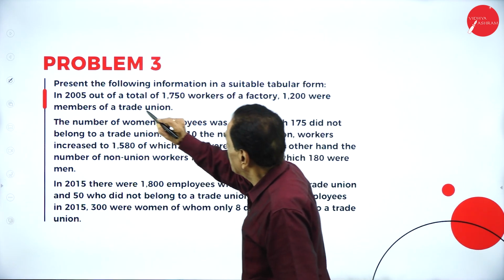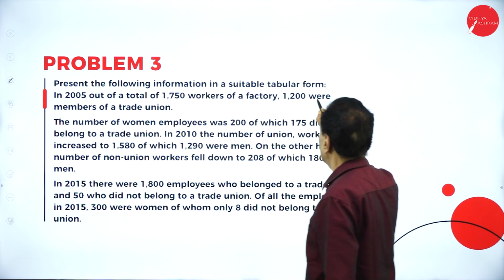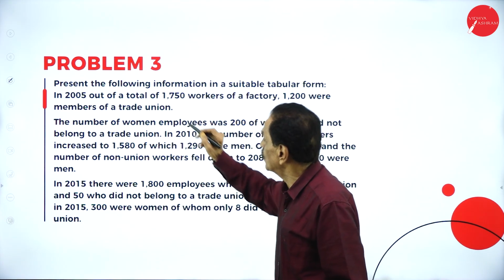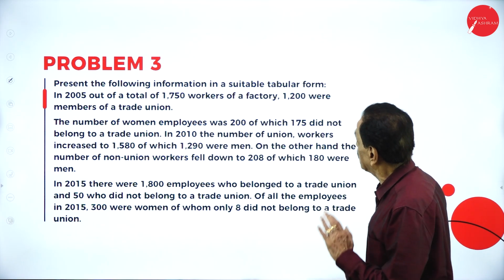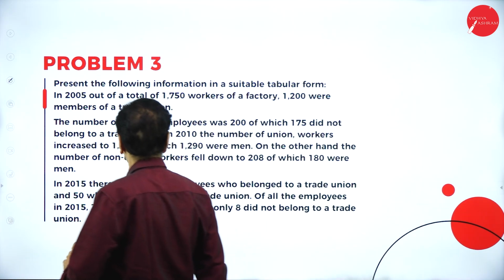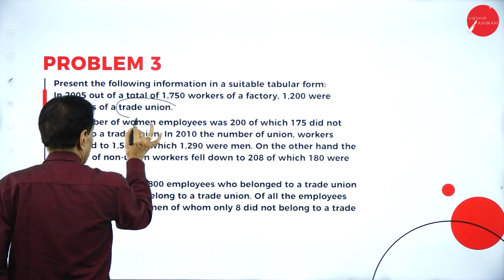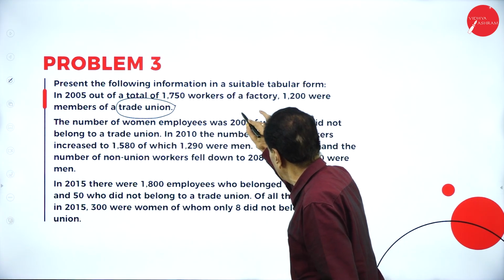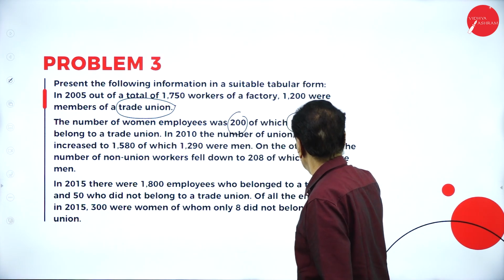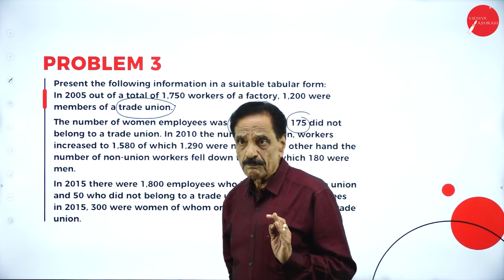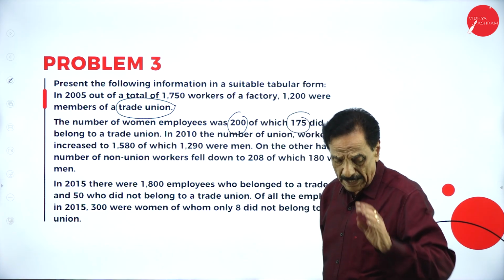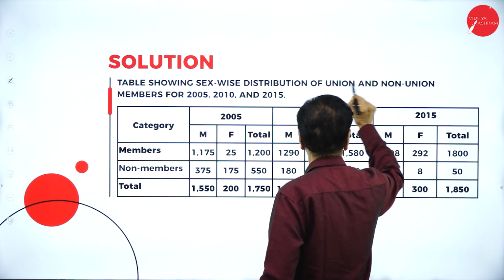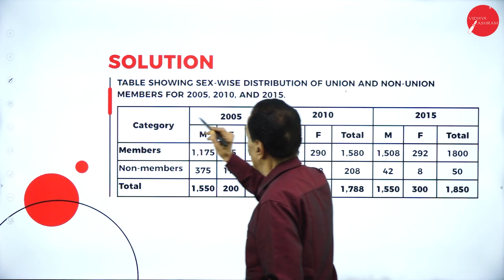Problem number 3. Present the following information in a suitable table in tabular form. In 2005, out of the total of 1,750 workers of a factory, 1,002 are members of the trade union. Then, the number of women employed was 200, of which 175 do not belong to the trade union. So this is most important. For the trade union, you have to bifurcate. Table showing the sex-wise distribution of union and non-union members.